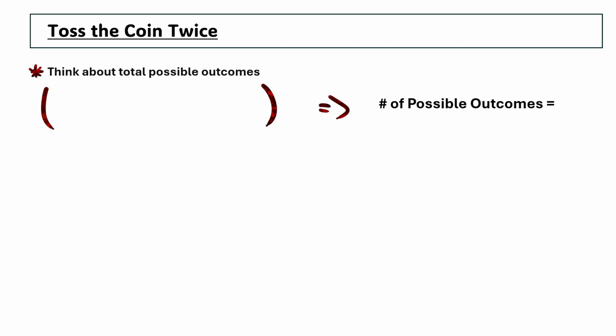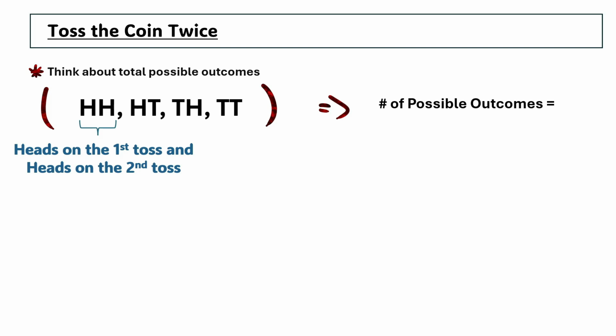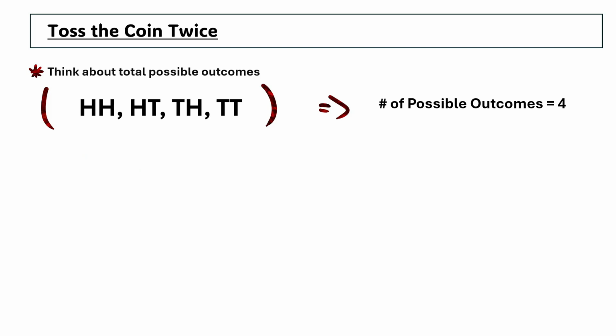Okay, now we're ready to talk about the possible outcomes from this new experiment where we toss the coin twice. We have 4 different outcomes, which are HH, HT, TH, and TT. So HH here means getting heads on the first toss and heads again on the second toss. Or if you're thinking about throwing 2 coins, then it means getting heads on one coin and heads again on the other coin. Okay, so that's what these letters mean. So the number of possible outcomes in this experiment is simply going to equal 4.